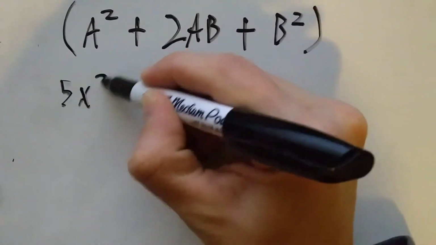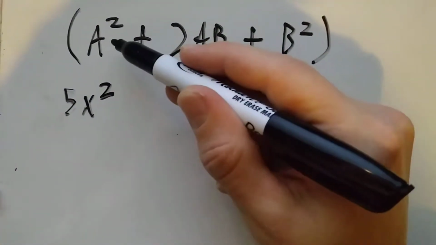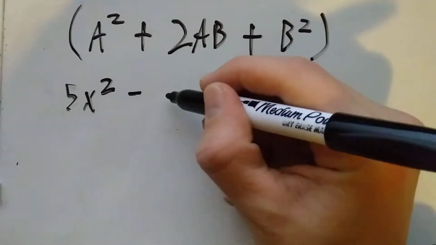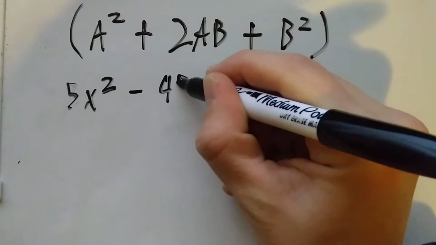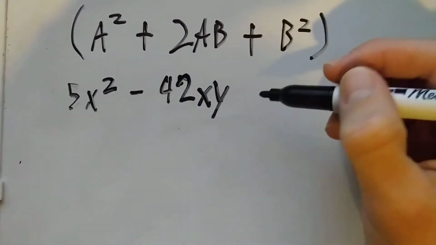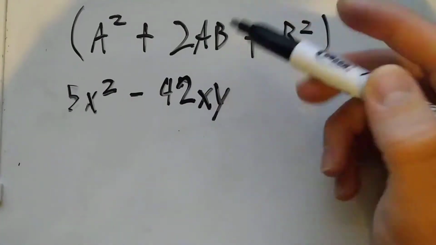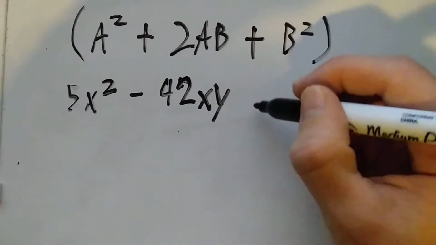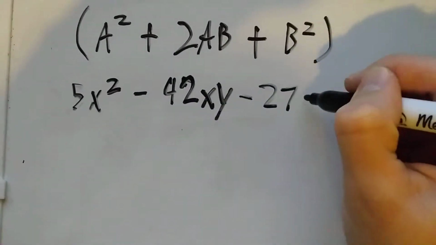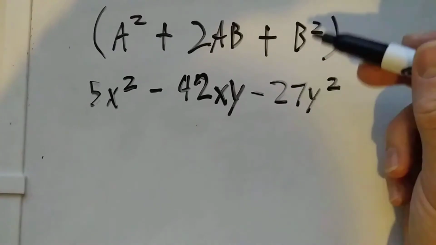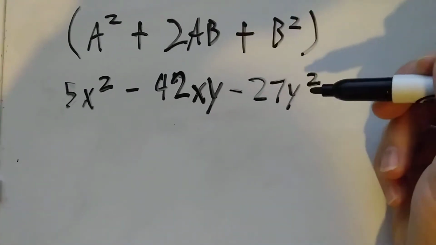5x squared, which is your a squared, minus 42xy, which is 2 times your ab value, and minus 27y squared, which is your b squared value.